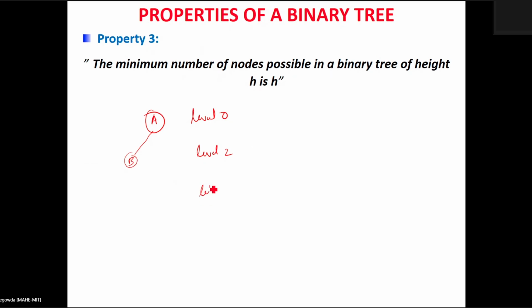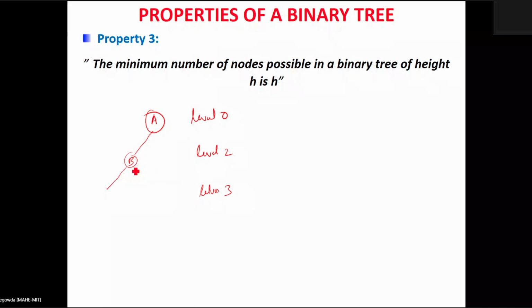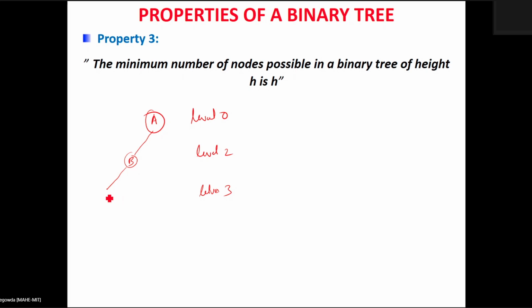In the next level, level 3, how many minimum nodes can I have? At level 2, I have only one node. At level 3, again only one, because B is going to have only one child. Let us assume that B has a left child, say C, and it goes like this.